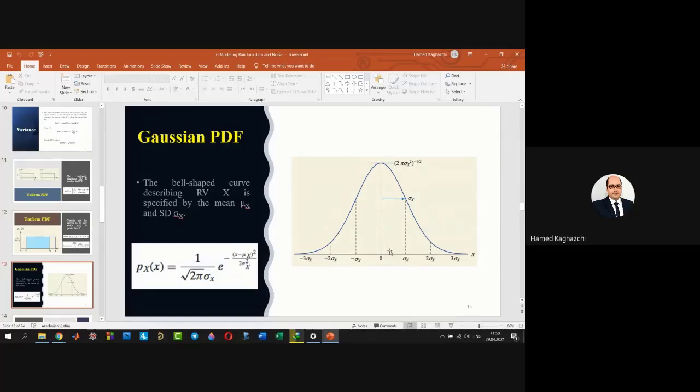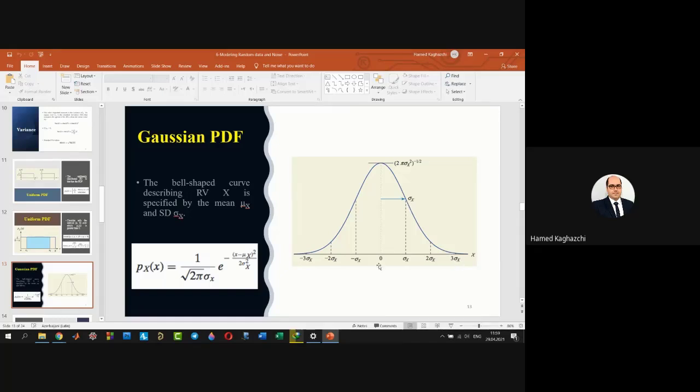As you see here, the first step is sigma of x, the second step is 2 sigma of x, and third is 3 sigma of x. This curve goes to infinity and minus infinity. It means that our random variable can be selected between minus infinity up to plus infinity. But 90% of data are between minus 3 sigma x up to 3 sigma x. 90% of random variables change between this duration, minus 3 sigma x up to 3 sigma x.